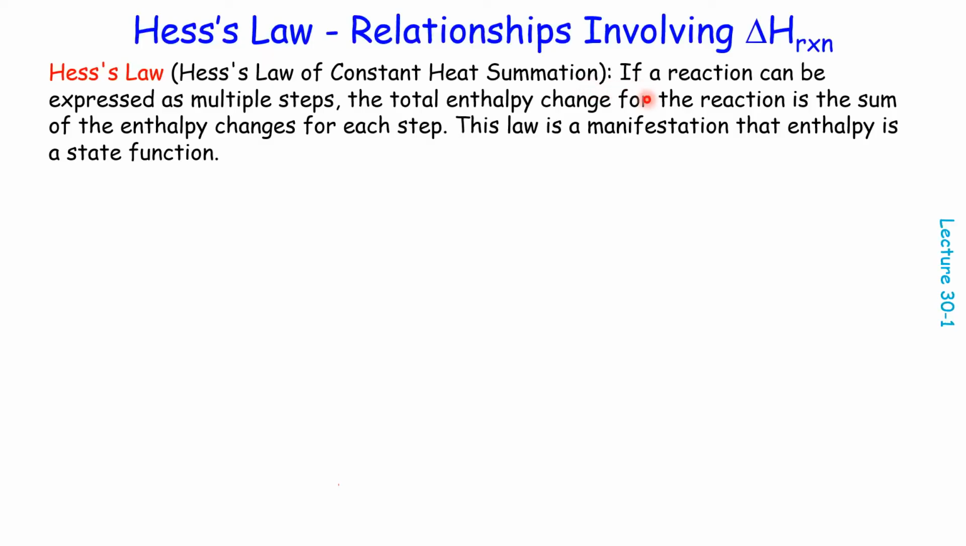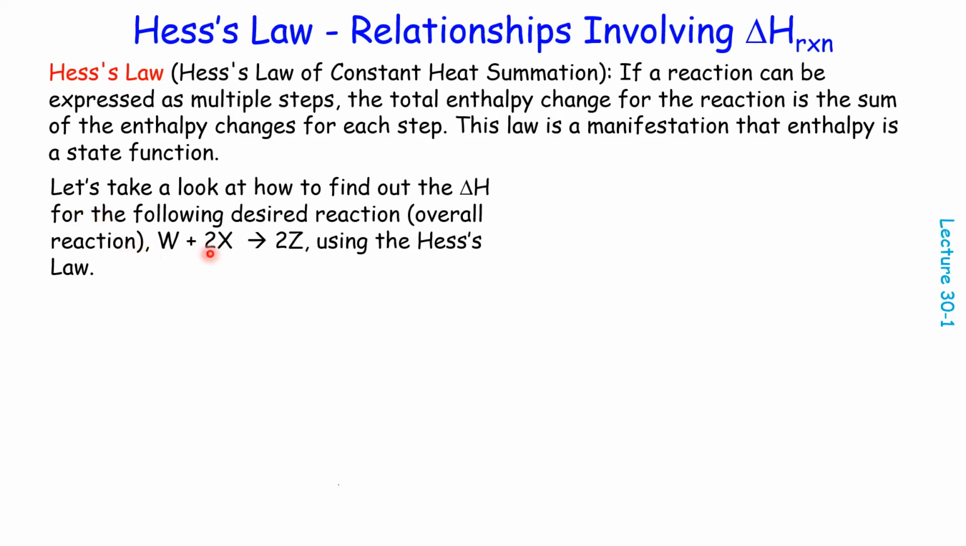Many chemical reactions can be expressed as multi-steps. If that's the case, the total enthalpy change for the reaction is actually the sum of the enthalpy changes for each step. This way, we should be able to use the enthalpy of the individual steps to find out the enthalpy of a given reaction.